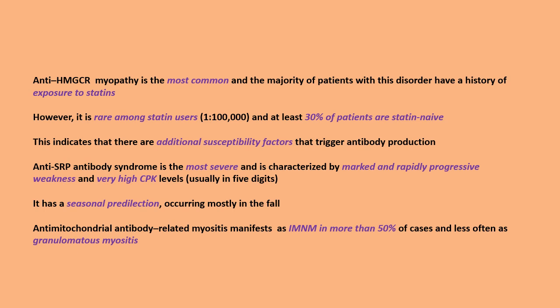Anti-SRP antibody syndrome is the most severe and is characterized by marked and rapidly progressive weakness and very high CPK levels, usually in the 5 digits. It has a seasonal predilection, occurring mostly in the fall. Anti-mitochondrial antibody-related myositis manifests as IMNM in more than 50% of the cases and less often as granulomatous myositis.